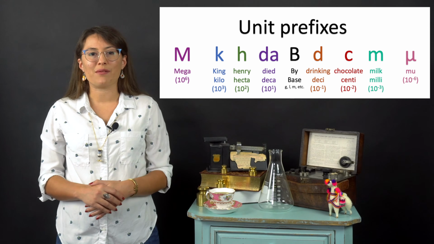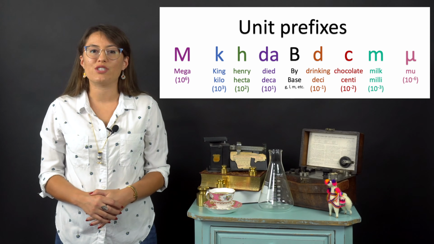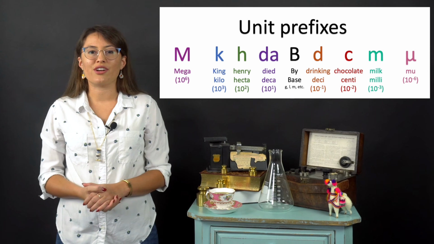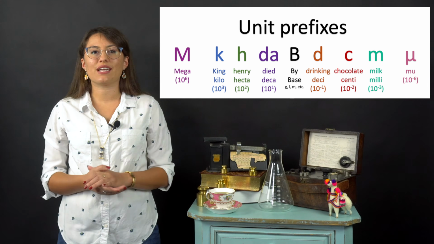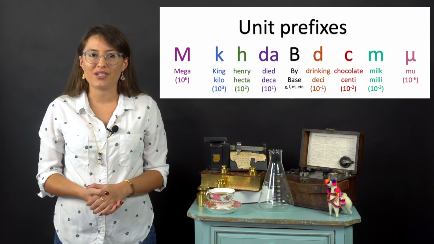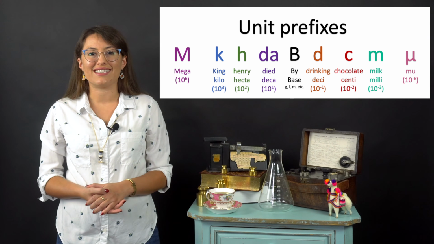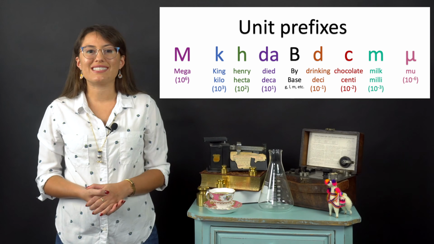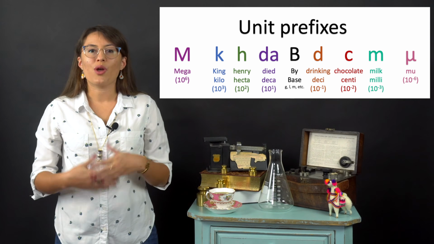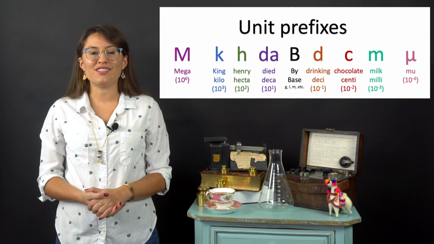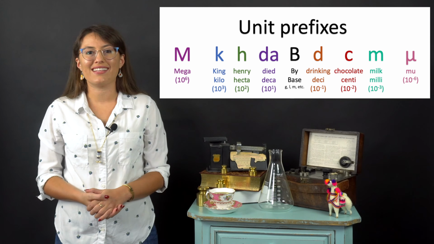A nice little acronym that can be used to help with learning these prefixes is King Henry died by drinking chocolate milk, where the first letter of each word refers to the prefix kilo, hecto, deca. B stands for the base and refers to the SI unit, such as meter, liter, gram. The last three words stand for deci, centi, milli, where kilo is 10 to the third, hecto is 10 to the second, deca is 10 to the first, deci is 10 to the negative 1, centi is 10 to the negative second, and milli is 10 to the negative third.